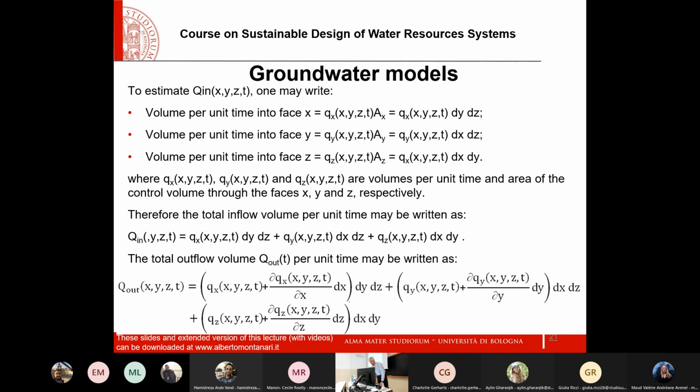Volume per unit time into phase Y, it's the same expression. The only thing I have to do is change X with Y, and when I compute AY, I have to change Y with X. So what I obtain is that the volume per unit time into phase Y is Qy times X times Z. And the same for the third coordinate.